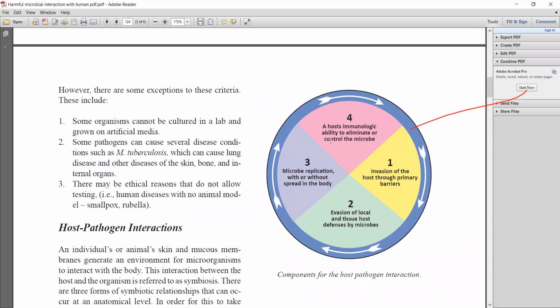cell. A host immunologic ability to eliminate or control the microbe. But how strong is that person? How strong is the host? Whether his immune system is strong enough to eliminate or control the microbes. So all of these components are responsible for the host and pathogen interaction.